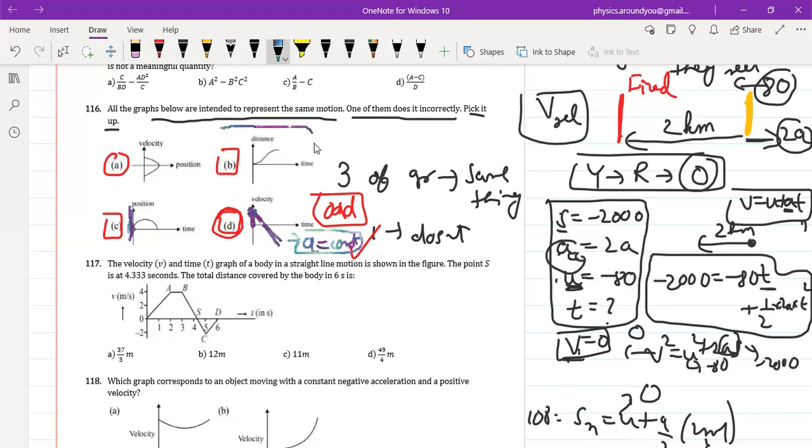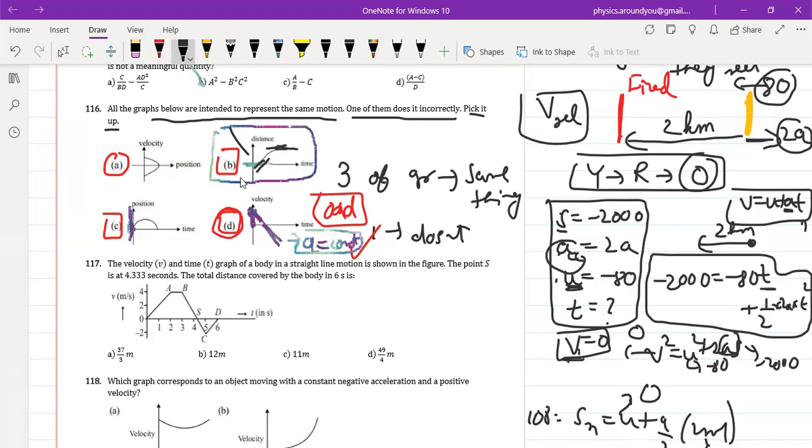What about B? Here for B, in the distance-time graph you can see that at initial time the tangent is horizontal, and as time passes by, speed first is increasing and then speed is decreasing. First speed increases, then speed decreases.